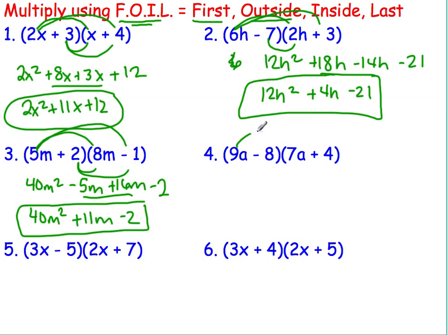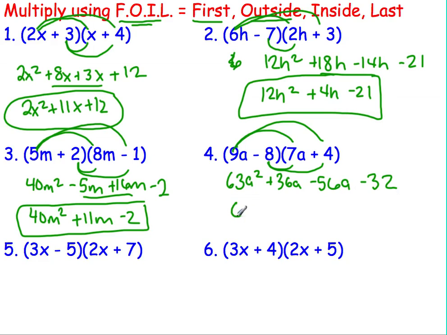I'll try this again. The FOIL method, the first terms, that's 9 times 7 is 63. A times a is a squared. 9 times 4 is 36, and there's just one a. Negative 8 times 7 is negative 56, and there's one a. And negative 8 times 4 is negative 32.